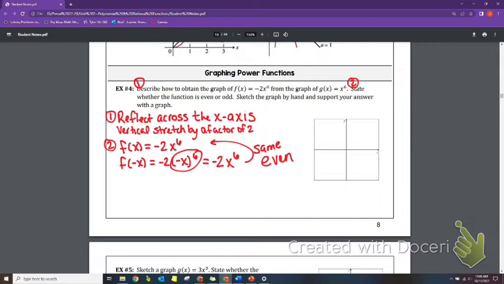And then it says sketch a graph by hand and support your answer with a graph. All right, so for 3, I'm just going to make myself a table here. So pick some x's, plug in and solve for y's. And so let's do, I don't know, negative 2 to positive 2.